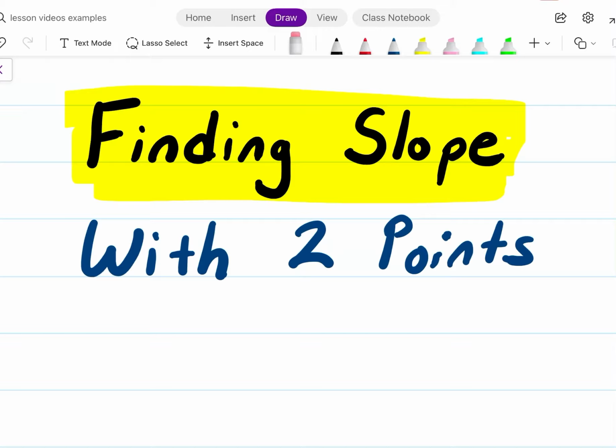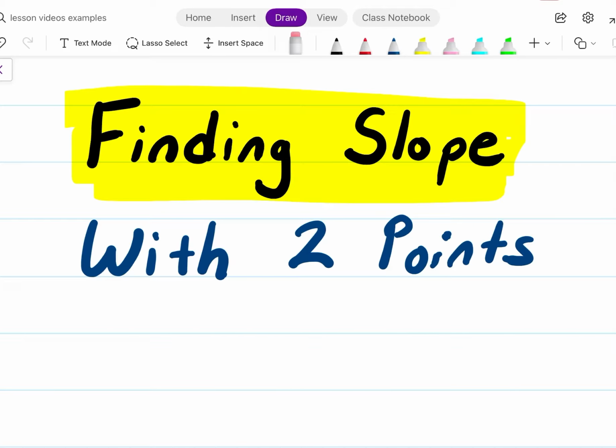Today we are working with finding slope when you are given 2 points. Sometimes you'll be given 2 points without a graph, without a line on a graph, so you can't really count the rise and the run. You're only given points that would be found on a graph. One thing you can do is plot those points, count how far the line went up, how far over the line went, and do the rise over run there.